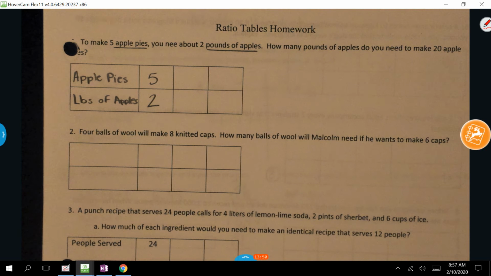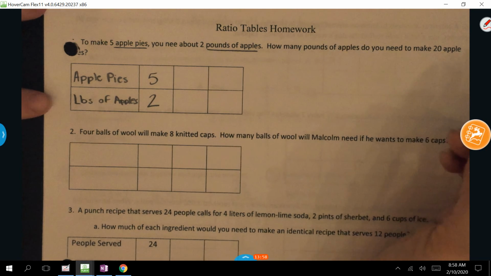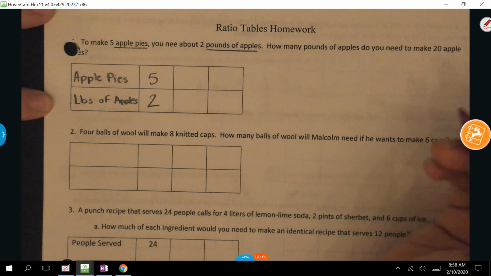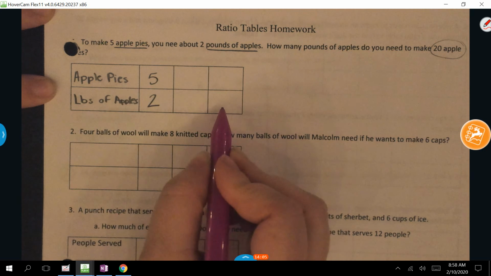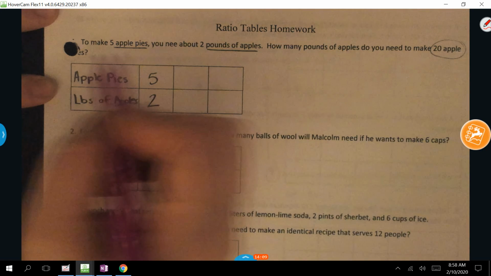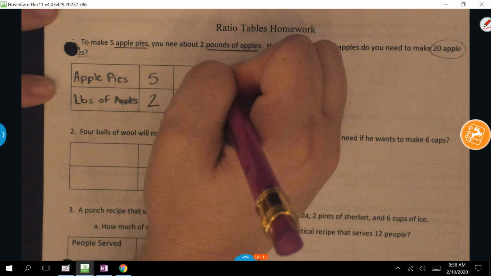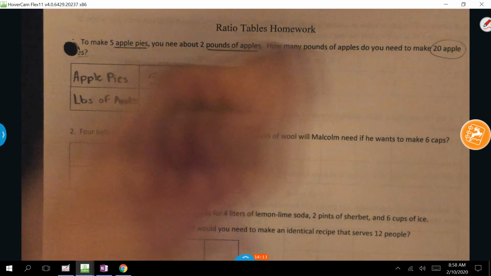All right, what number am I trying to find out? What number is going to go with my answer? Morgan? 20. Yeah, 20. 20 apple pies. So can I put 20 by pounds of apples? No, it says 20 apple pies, so we want to make sure 20 goes up on the top with pies. Okay?